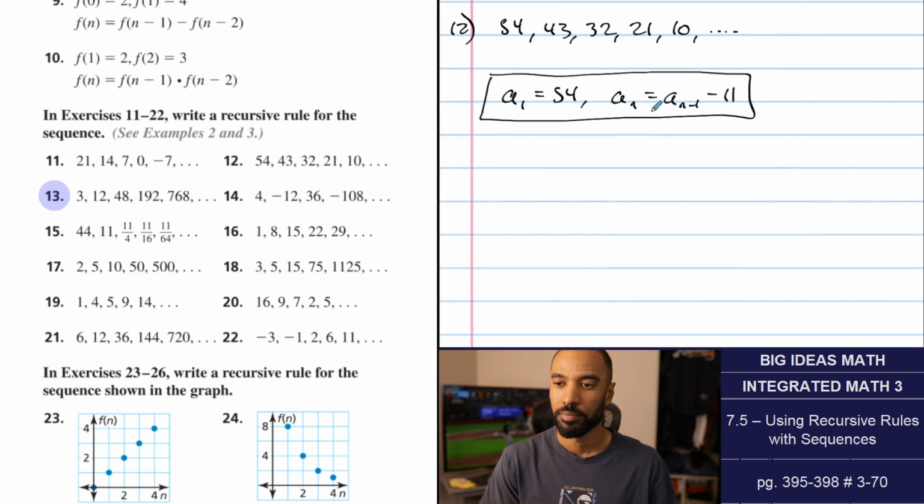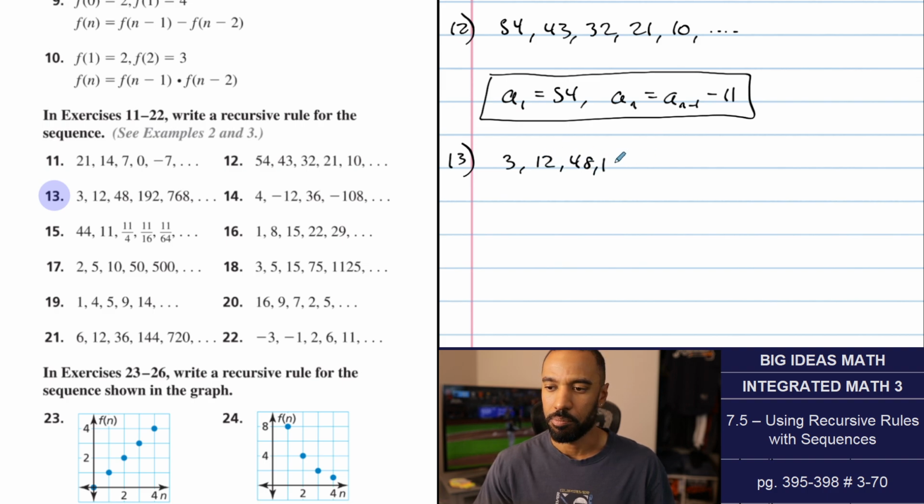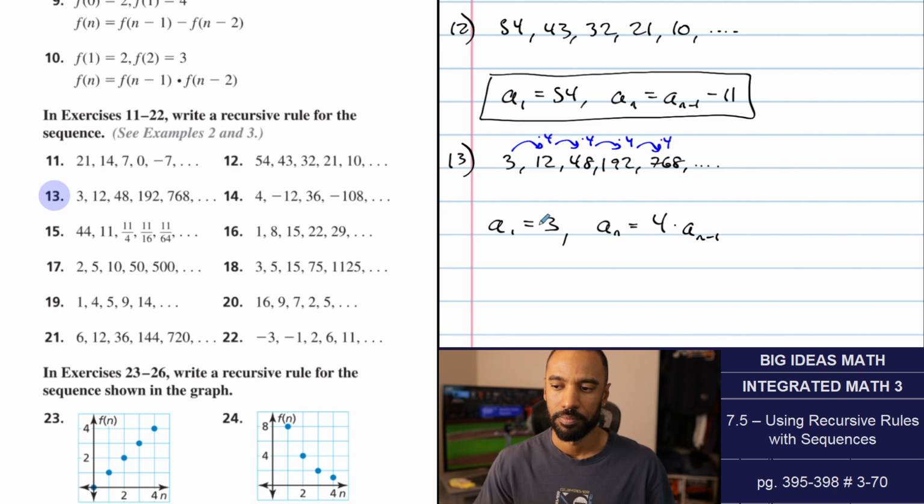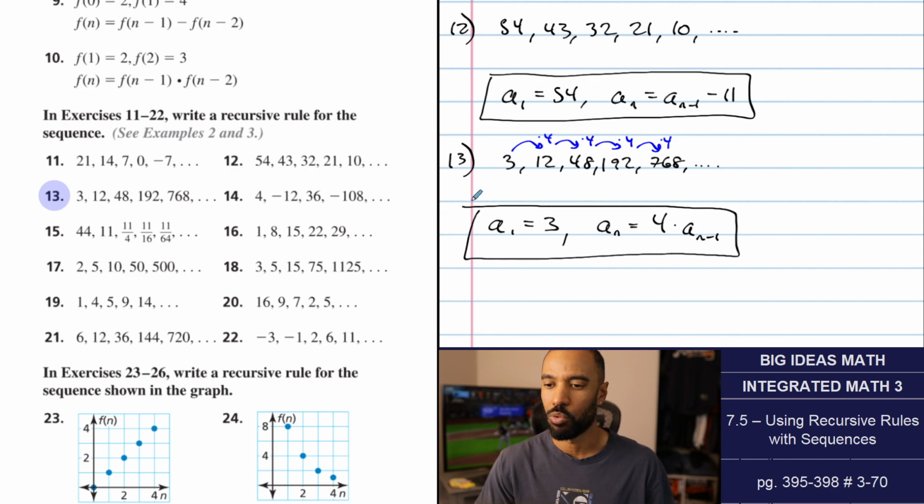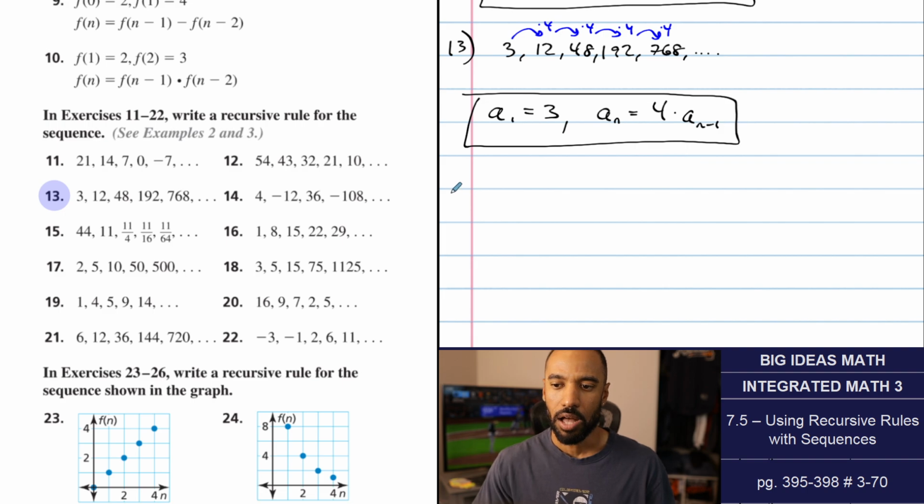Number 13. Looks like a geometric sequence this time, and it appears to be multiplying by 4. So with a common ratio of 4, we're multiplying the previous value by 4, and we're starting from 3. So the first term is 3, and the next term takes 4 times the previous term as a general recursive rule. I'll take problems this speed all day. I'm good with that. Number 14.